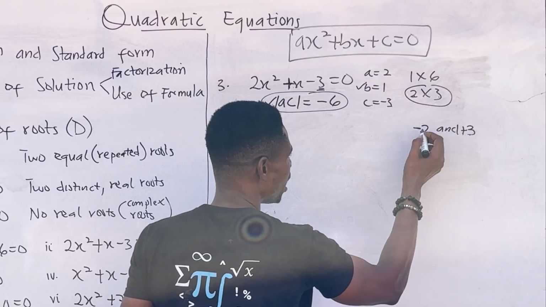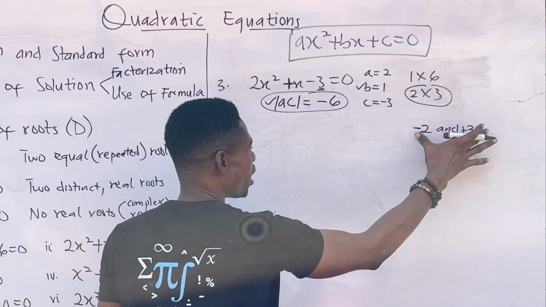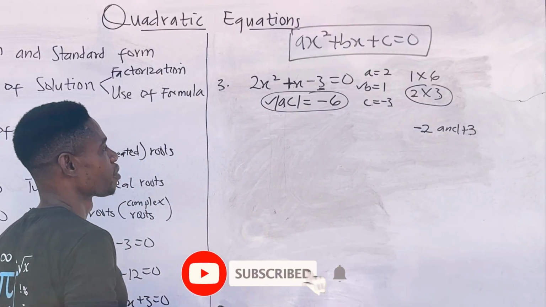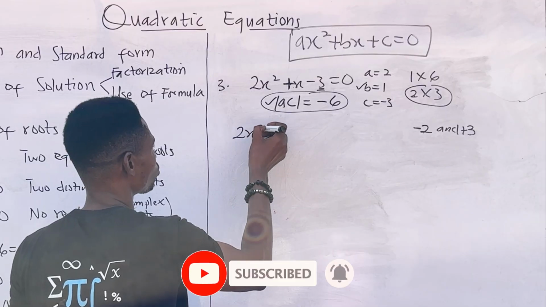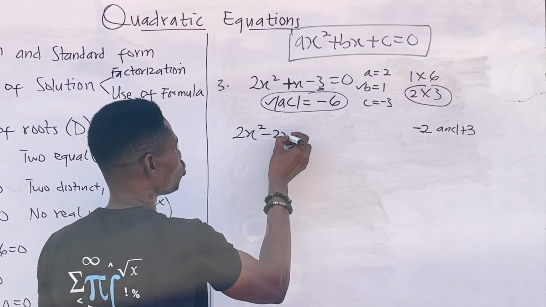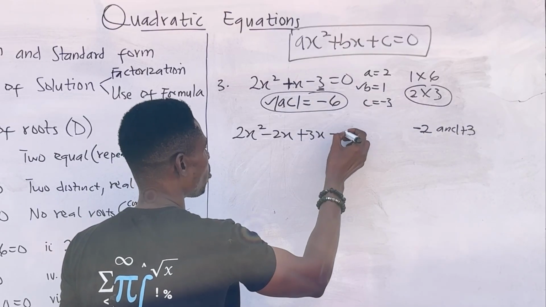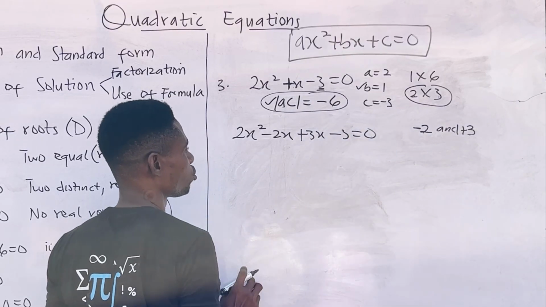If you multiply them, you get what? Your AC, which is minus 6. So this is the right candidate for the job. So here we'll have 2x squared. Instead of writing this one now, we'll write what? Minus 2x and plus 3x. Then we'll continue with our minus 3 equal to 0.